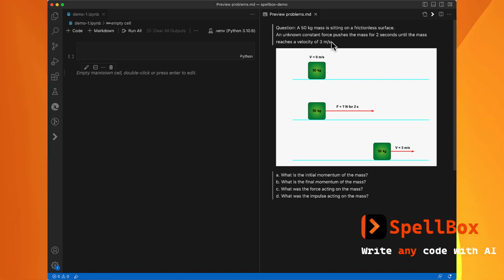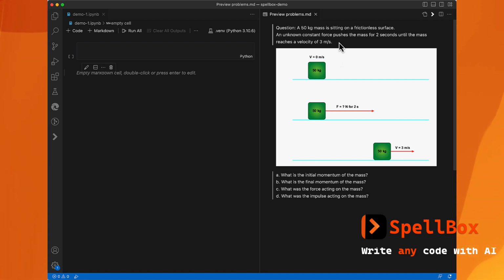In this video we'll be solving a really simple physics problem using Python and SpellBox. And we have the prompt of the problem right here that says a 50 kilogram mass is sitting on a frictionless surface. An unknown constant force pushes the mass for 2 seconds until the mass reaches a velocity of 3 meters per second. And we have a picture here that represents the problem and a few questions that we need to answer about this problem.